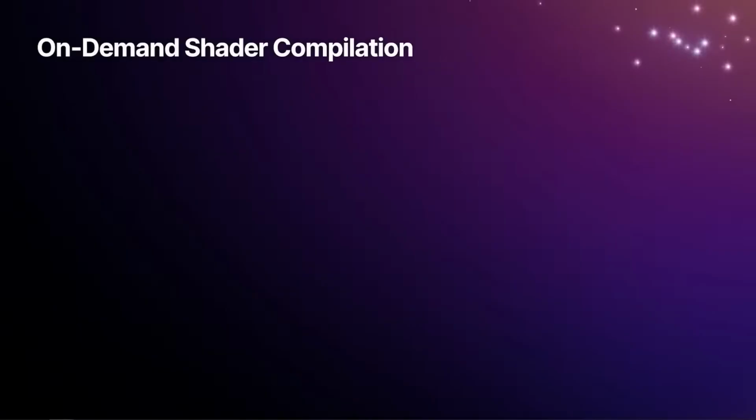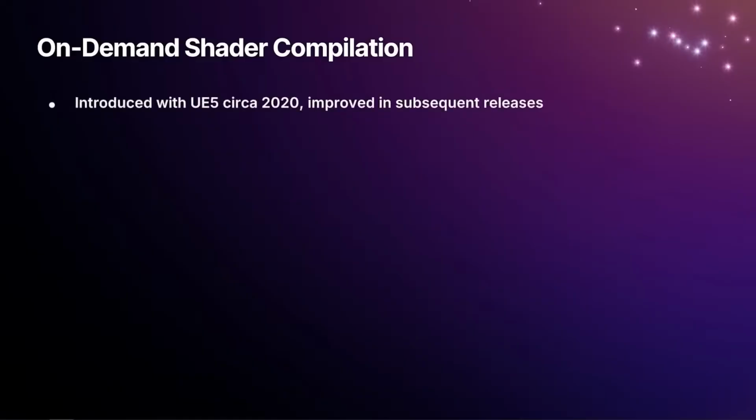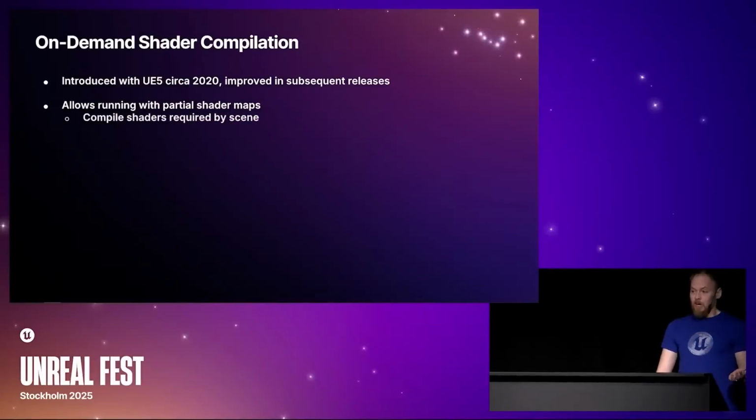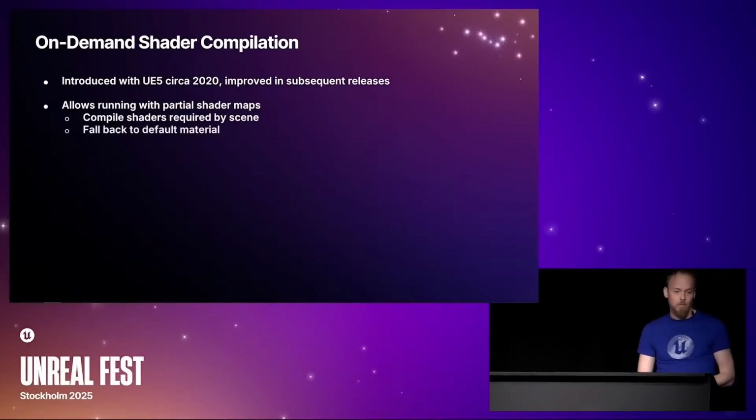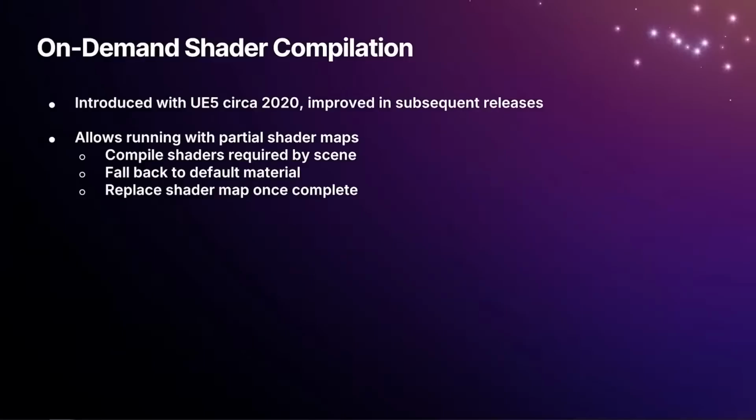Now, this is just a brief detour to talk about on-demand shader compilation. This came about in UE5. It, roughly speaking, allows you to run with incomplete and initially empty material shader maps in the editor. So only shaders required by the visible scene will be compiled when they're needed on demand. While this compilation is in progress, objects are just going to render with the default materials. Then, as the request is complete, we replace the shader maps and the render objects are invalidated and then pick up the new materials on the fly.